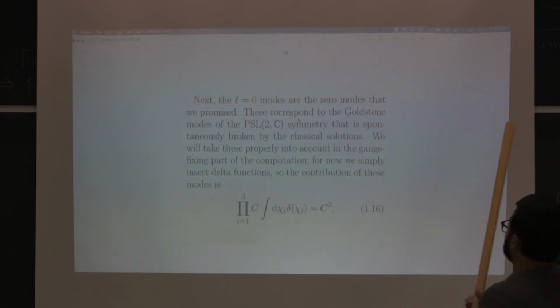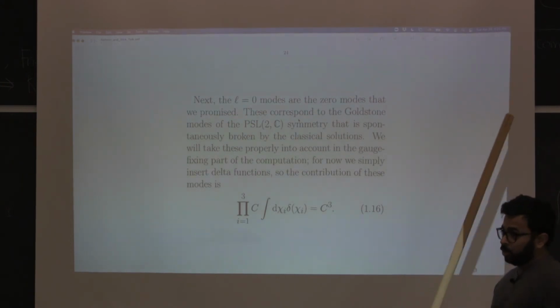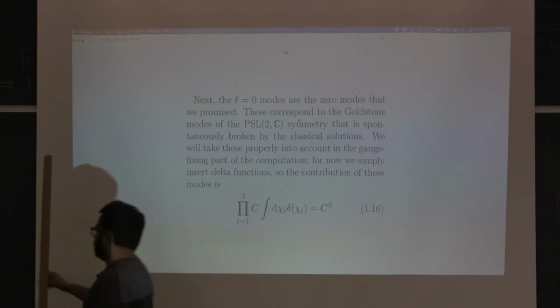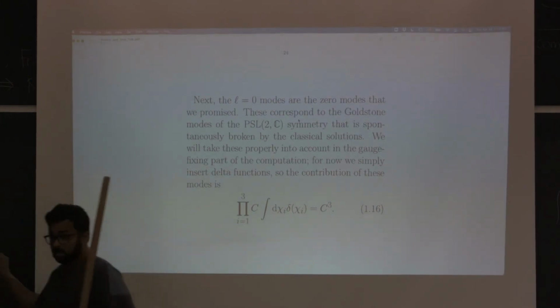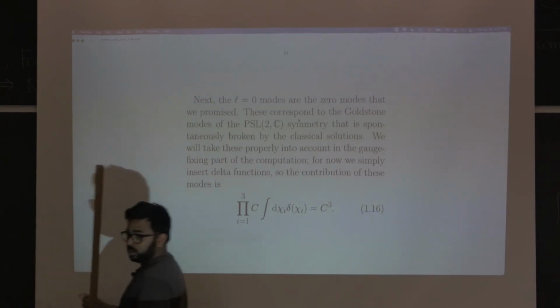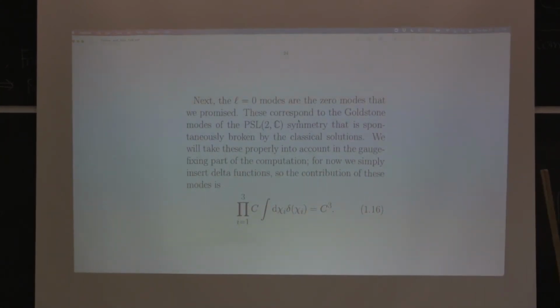Sorry, this should have been L equals 1. So we have 3 L equals 1 modes, and they are 0 modes. Their eigenvalue is 0. So they are the things that I was telling you give the infinity in the numerator, because there is no Gaussian suppression for them. They are 0 modes. So it's like you have 3 modes, chi 1,1, chi 1,0, chi 1,minus 1, that are all just unsuppressed Gaussians. It's an e to the 0 integral for them.